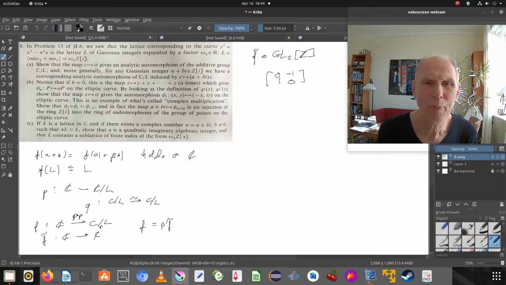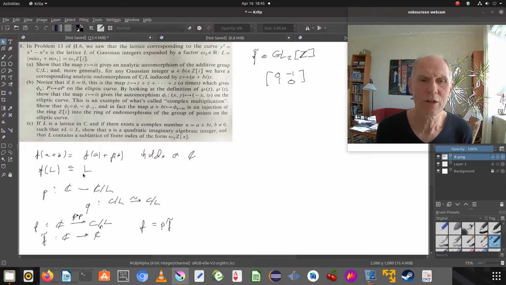Now, we should show that any Gaussian integer gives an endomorphism. And this is just the distributive law on C. And then the fact that a lattice is mapped to a lattice again follows from the remark up here. So that was A, with my own little result on the automorphism group.